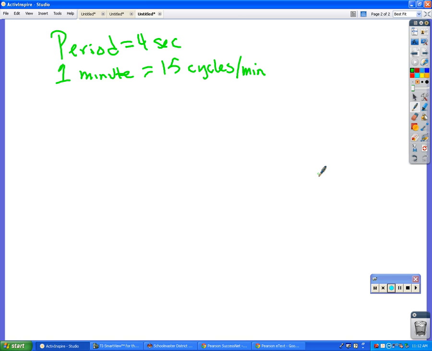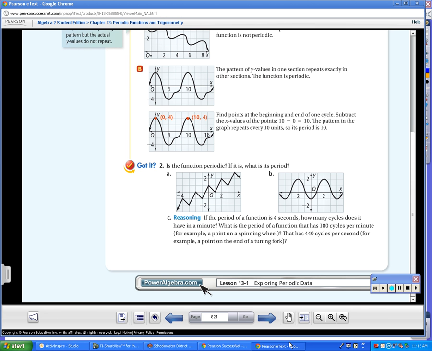Let's see what else they got. What is the period of a function that has 180 cycles per minute?